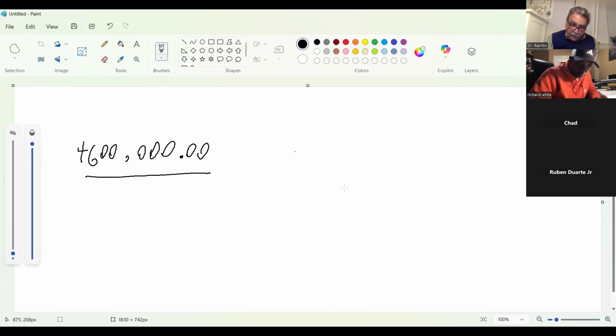I write 4, and then I want to move this decimal point between 4 and 6. I have to move it 1, 2, 3, 4, 5, 6. So 4.6 times 10 to the power of positive 6. You see that? See what I did?